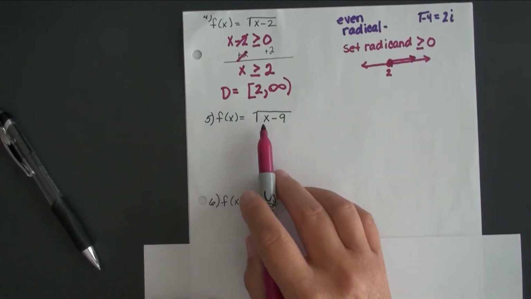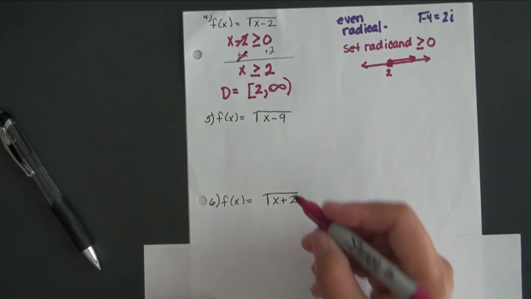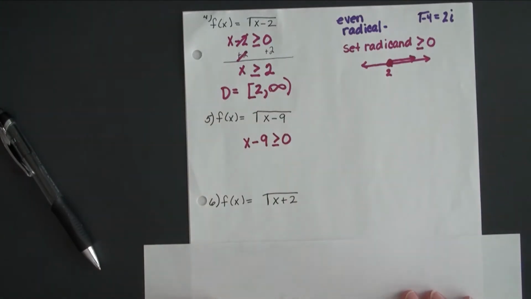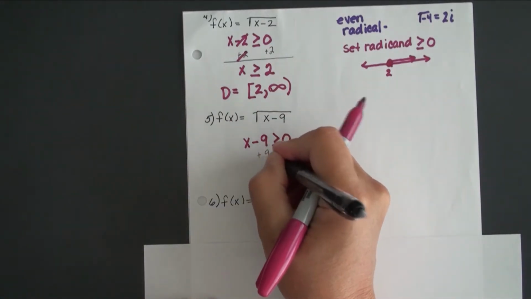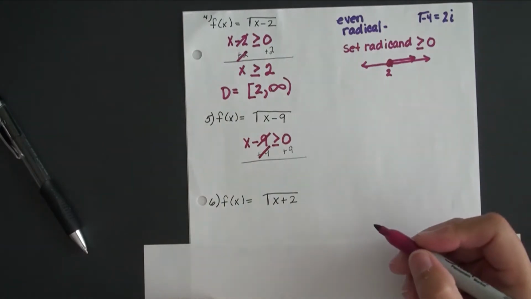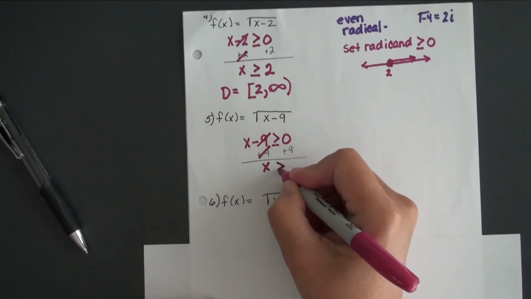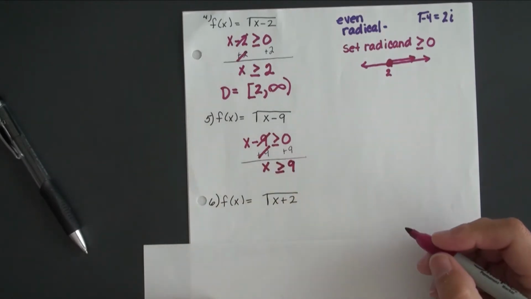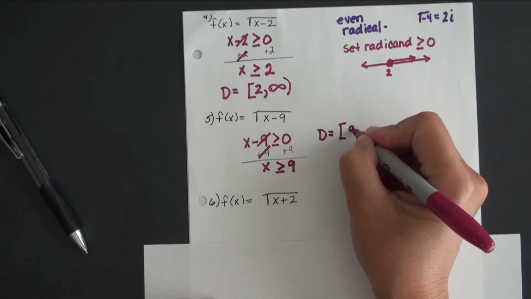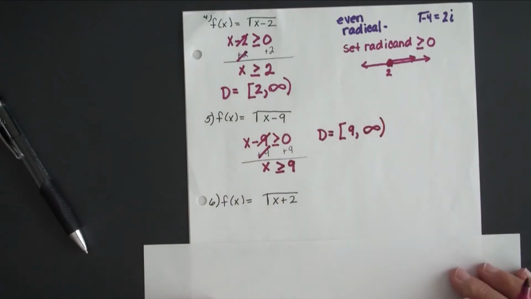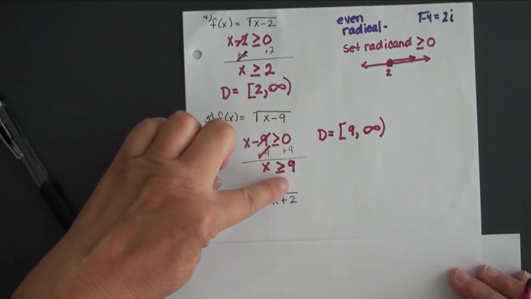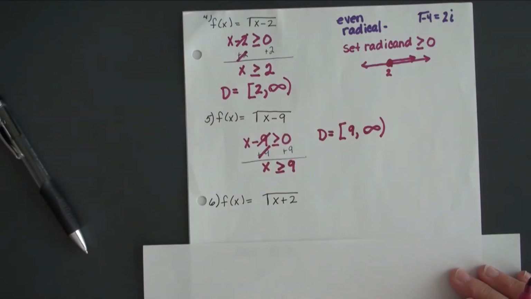Okay, let's do the next one. This is the square root of x minus 9. So I'm going to set x minus 9 greater than or equal to 0. I'm going to add 9 to both sides. My 9's cancel on the left, and I get x is greater than or equal to 9. So our domain would be bracket 9 to infinity. Again, just one statement. We use bracket where the number is greater than or equal to, and then our infinity on the right.